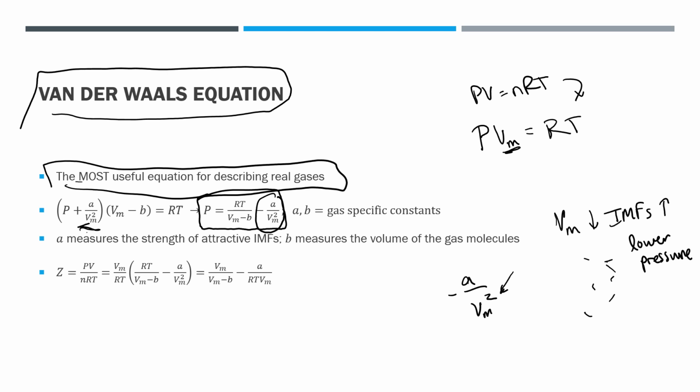Now let's look at the other term, right? We have RT over V molar minus B. So let's look specifically at V molar minus B.